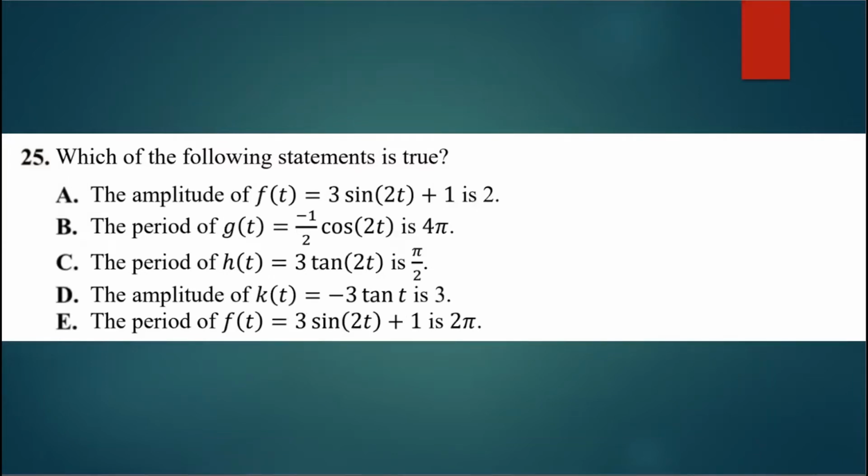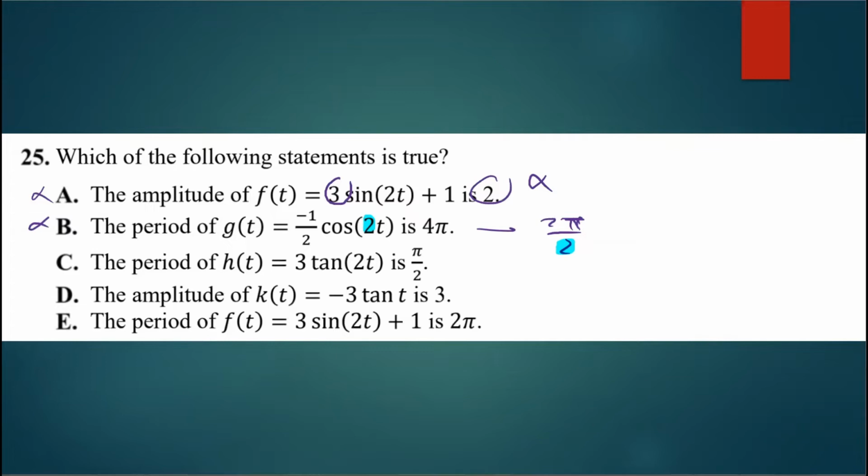25. Which of the following statements is true? The amplitude of 3 sine 2 theta is 2. No, it is 3. So this number should be the amplitude. So this one is wrong. The period of cosine is 2 pi over 2. Remember that, 2 pi over 2, which 2? The 2 here is the 2 here. So 2 pi over 2 is pi, not 4 pi. So this one is also not correct.